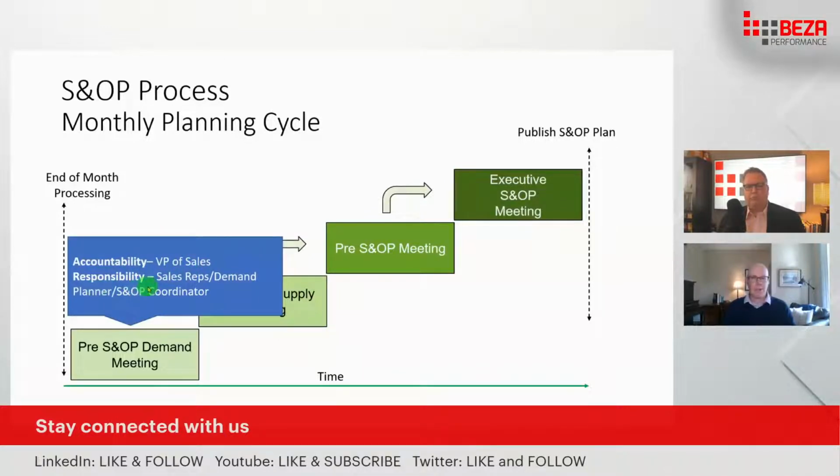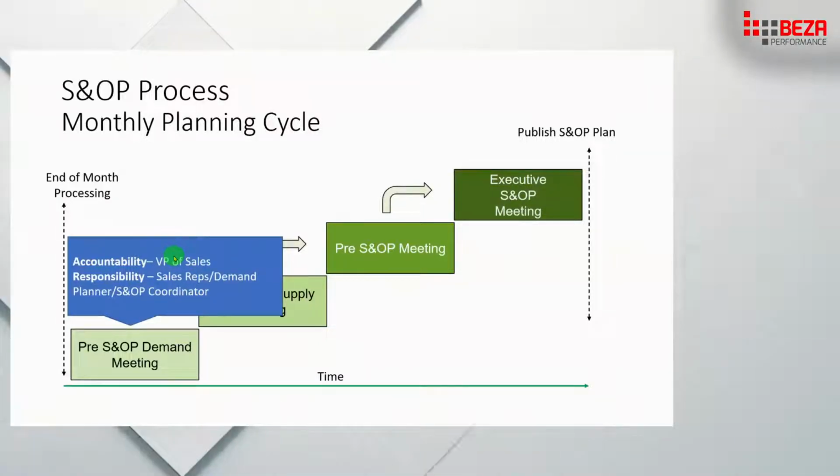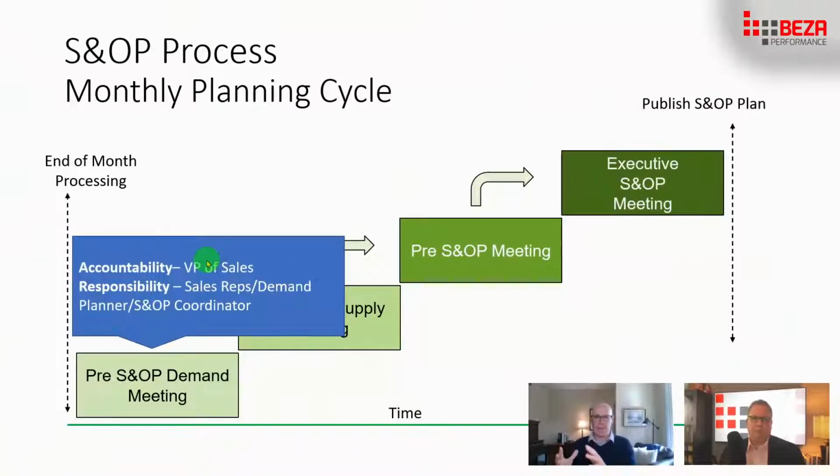The responsibility might vary within the organization. In a lot of cases, it's a demand planner that has that responsibility. In some cases, it's the S&OP coordinator that fits both of those roles. In some cases, it might be the sales rep. So that's who's actually putting it together.